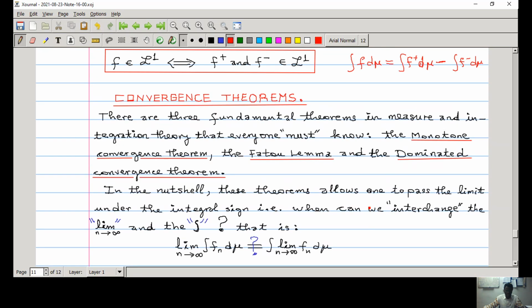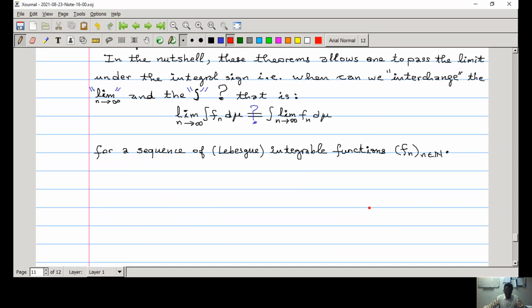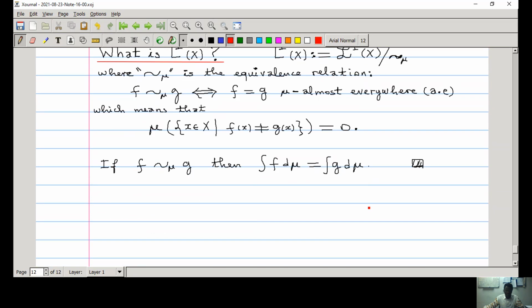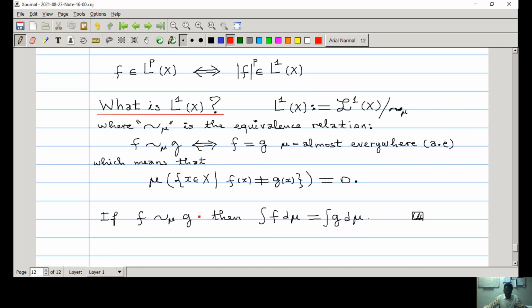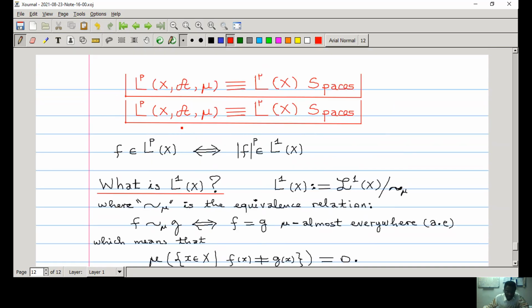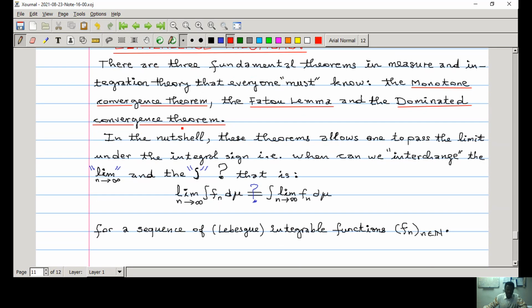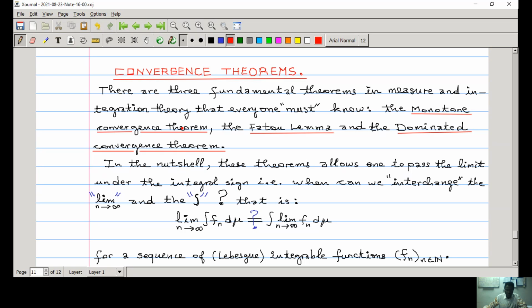I mentioned the convergence theorem, but I did not state them. All right. Okay, I think I already covered this about the LP spaces. I indicated that already. All right, so these convergence theorems, as I mentioned, there are 3 types of convergence theorem.